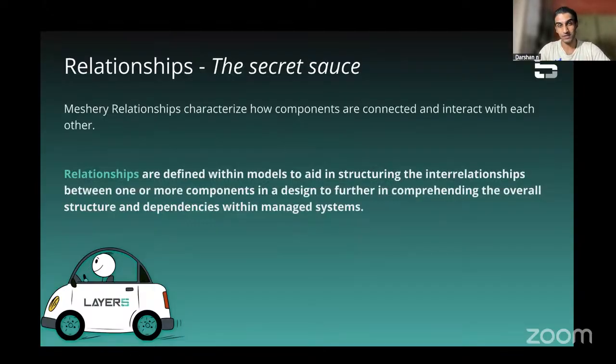This is the secret sauce of Meshery. A relationship is what defines how two components of a model interact with each other and how they change configuration of each other, how they create new configurations, and how they can help you in your cloud native infrastructure, how you can manage them. So this is like a visual and meaningful aid for your infrastructure and managing it.